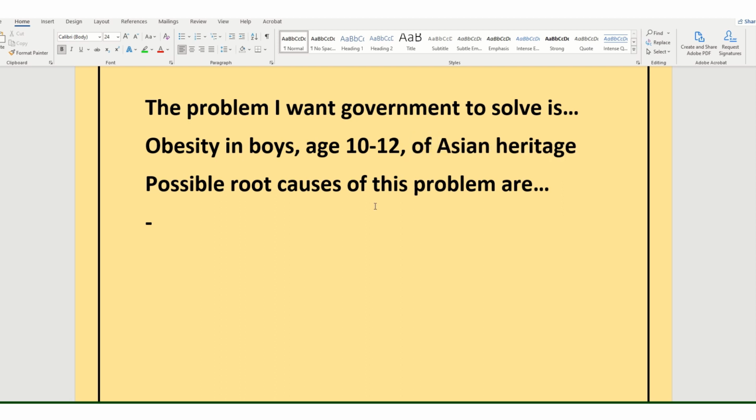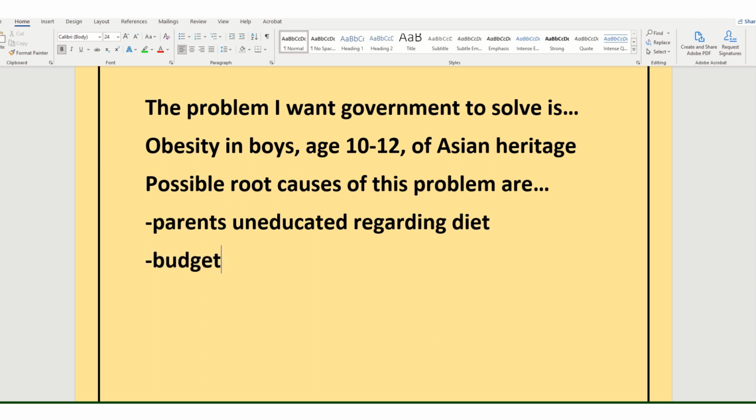Now, there could be all kinds of root causes for this problem. So let's just give this some thought here. Parents uneducated regarding a diet. Maybe there are budget issues. You all know that I can go to H-E-B and I can spend $10 and get all kinds of potatoes, bread, and rice and beans. But if you go to the lean meat section, you may only be able to buy maybe half of a nice cut, right? So maybe it's budget issues.